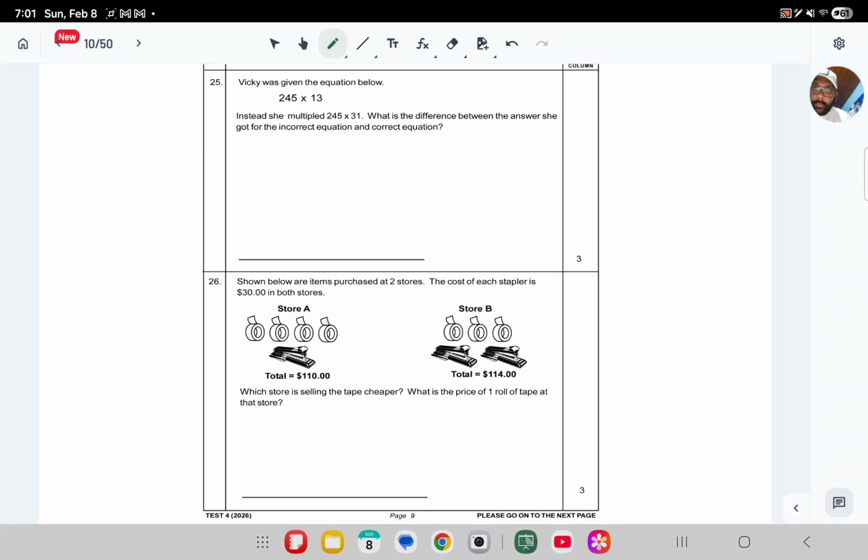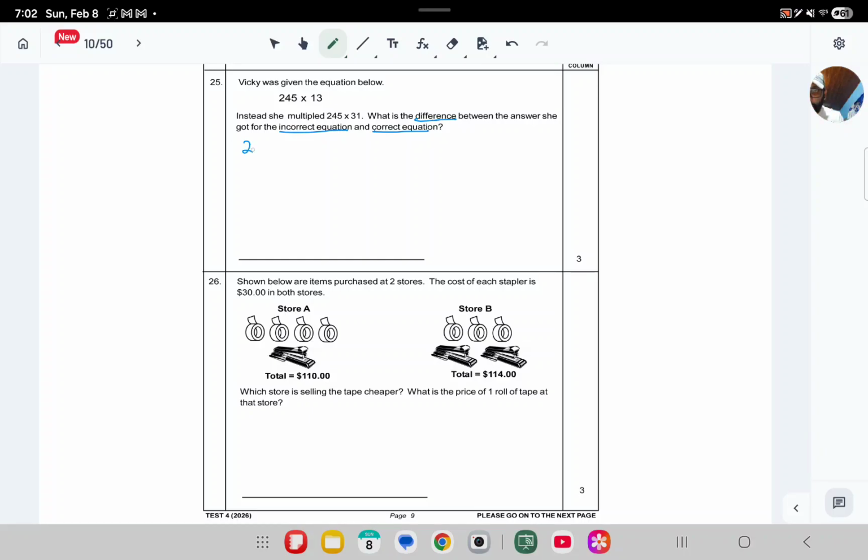Number 25, Vicky was given the equation below: 245 multiplied by 13. Instead, she multiplied 245 by 31. What is the difference between the answer she got for the incorrect equation and the correct equation? So we need to find out the answer for the incorrect equation, the answer for the correct equation, and we also need to find the difference.